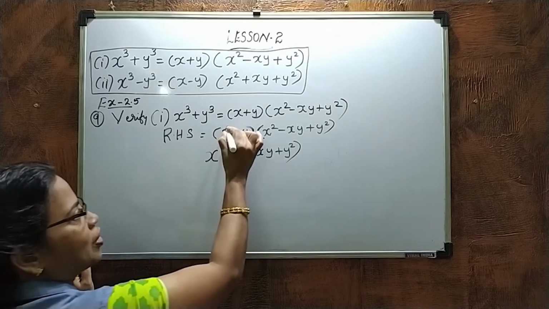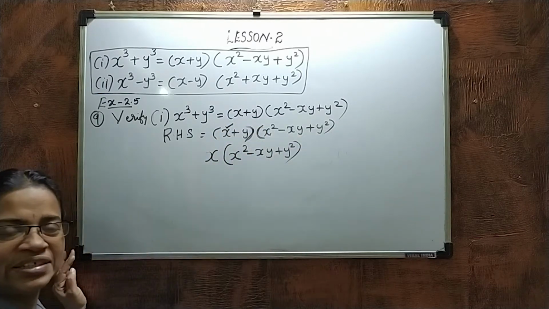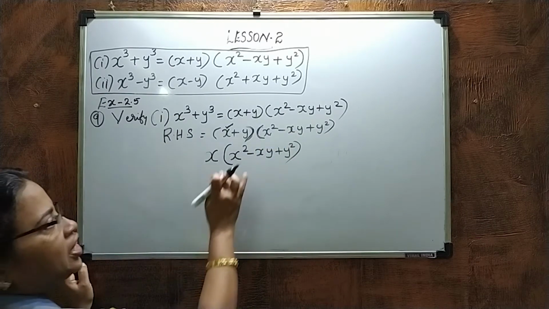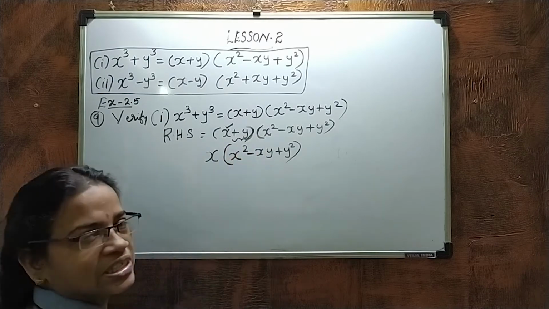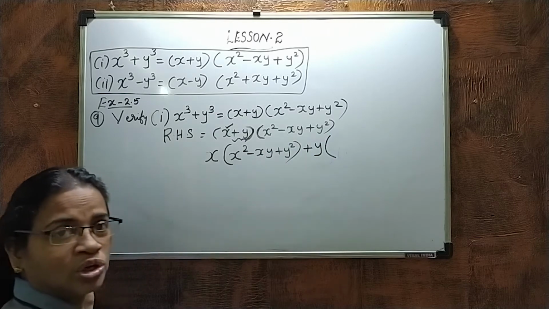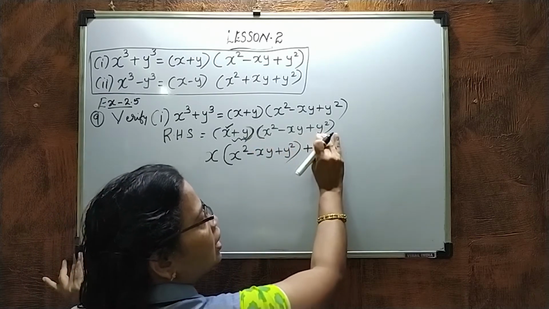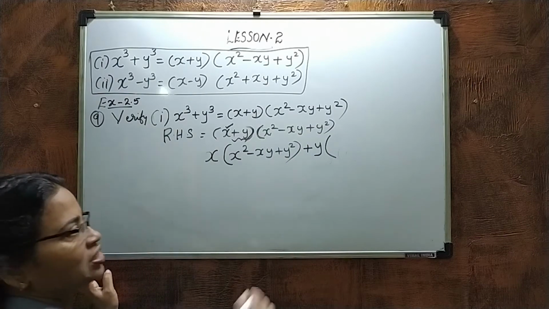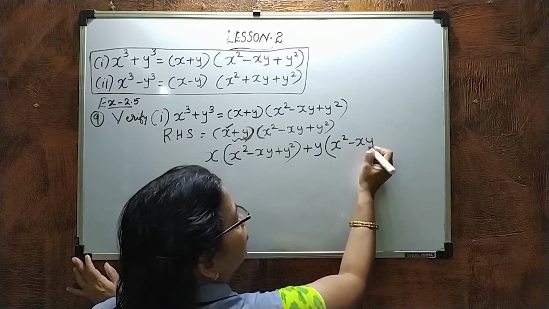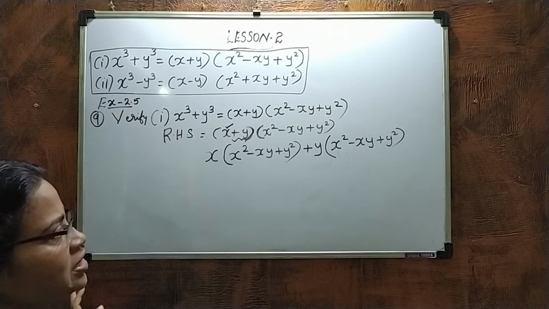Okay, so we multiply this x with the terms of the second bracket. Clear? Again plus y is there. That plus y we are going to take, and again what should you do? Multiply this plus y with the full second bracket, x square minus xy plus y square. What is the next step now?